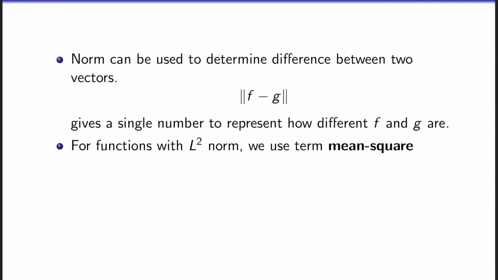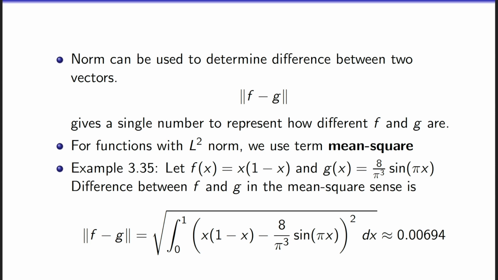When we use the L2 norm to calculate the distance between functions, we often use the term mean square. So for instance, we might say that two functions are close in the mean square sense if they are close using the L2 norm. For an example, let's take these two functions f and g. Notationally, they really don't look very similar at all, but by considering the norm of f minus g, we see that they are relatively close to each other in the mean squared sense.